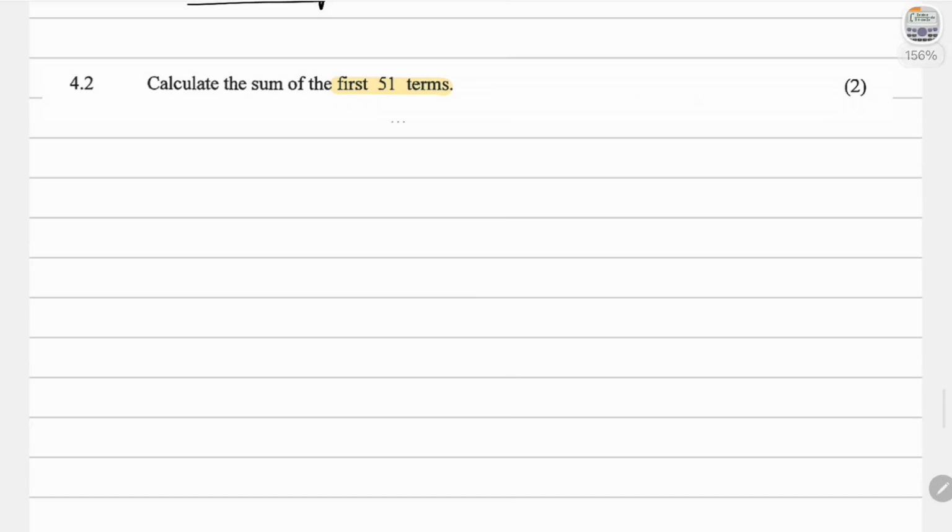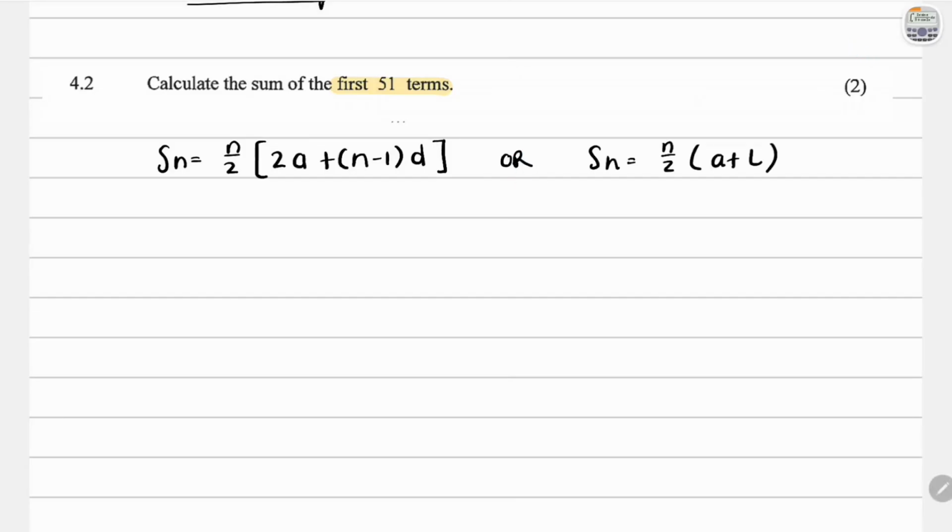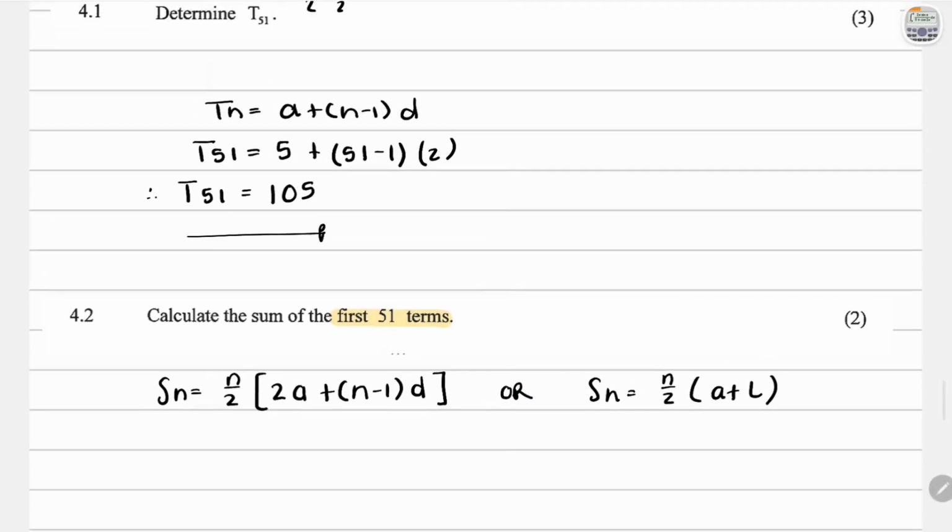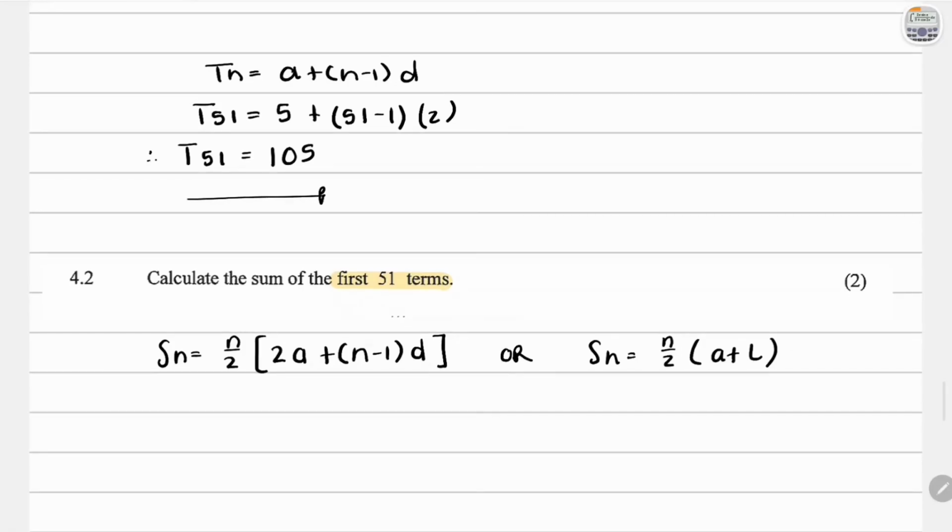We can either use this formula. Okay, it's still the sum of the terms in a linear pattern. Or we could use this formula. Okay, so with this one, we want to find the sum of the first 51 terms, meaning the 51st term is the last term. We already know what the last term is, so let's just go with the easier formula. Let's go ahead and use this.